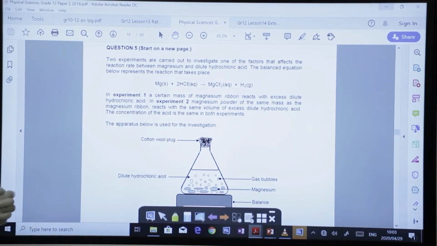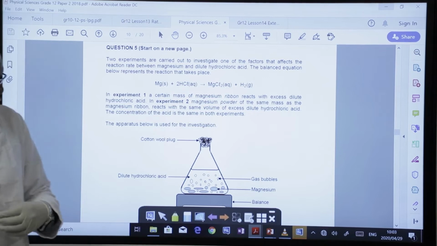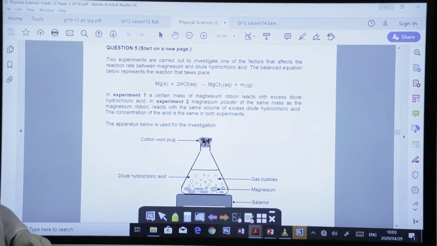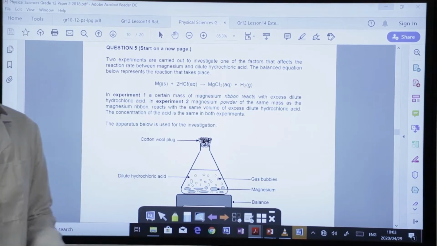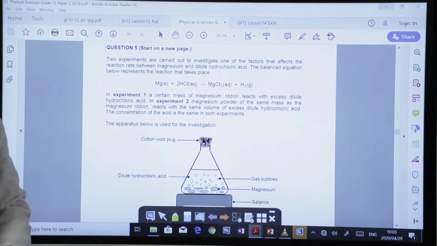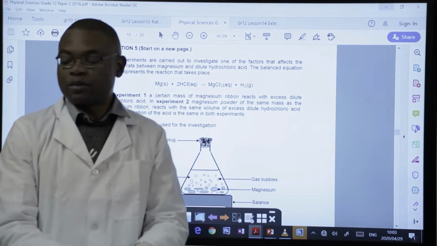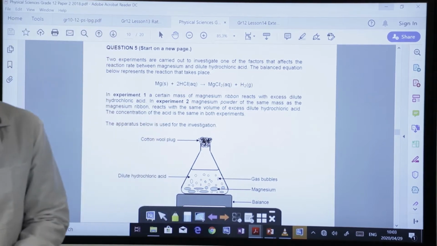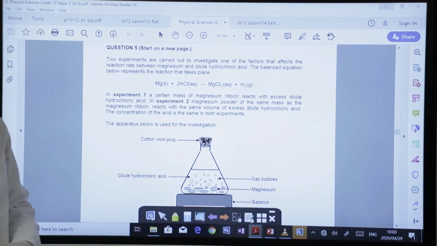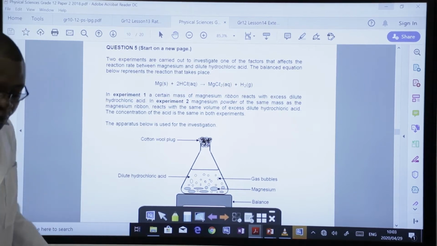Today we are going to do a revision on the rates of reactions, and we are going to be answering typical examination questions. But to help you understand what is happening with this experimental approach, we are going to actually perform the experiment here and carry out the determinations which we are supposed to do.